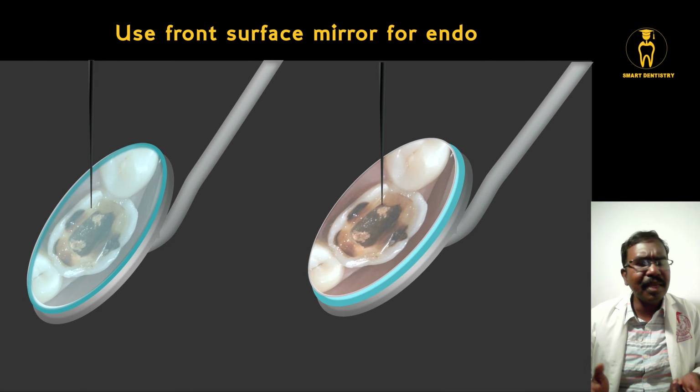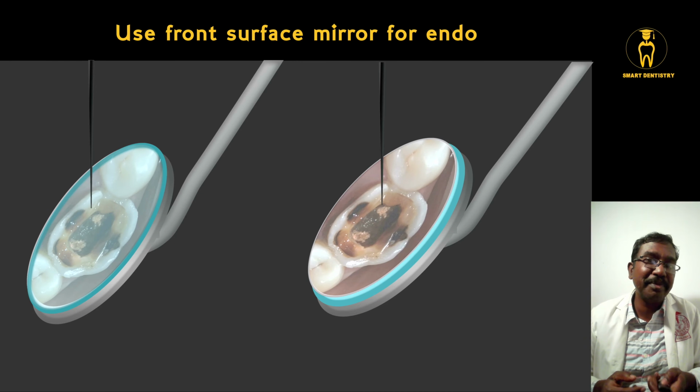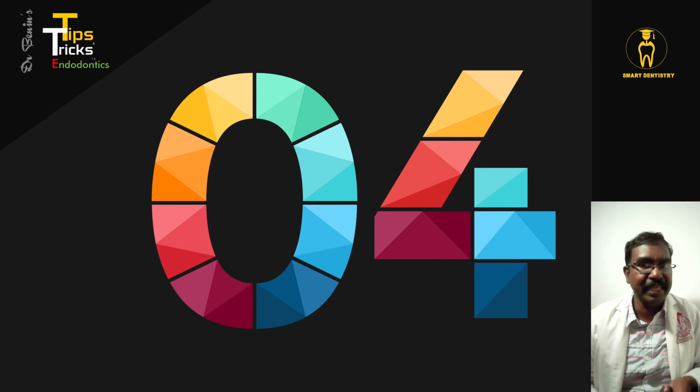It is not very expensive, but for some reasons people don't use it. Start using a front surface mirror in your practice. It will be great, and the chances that you locate all the canals and the time that is taken for placing the file or cleaning and shaping will also be saved.